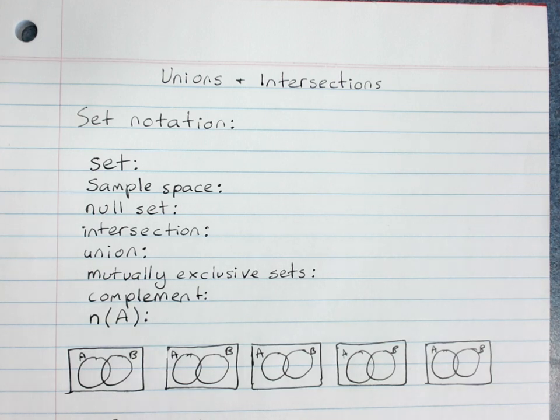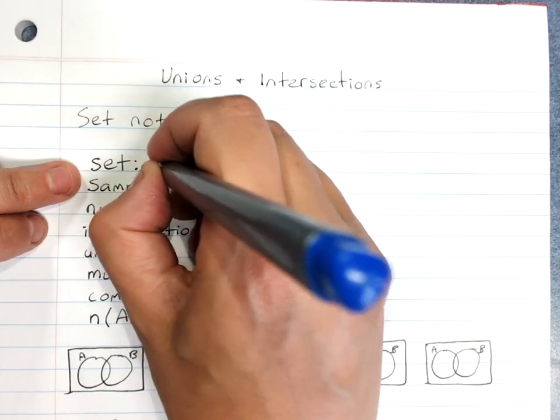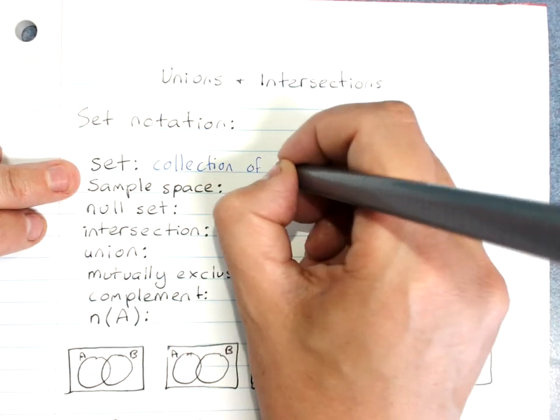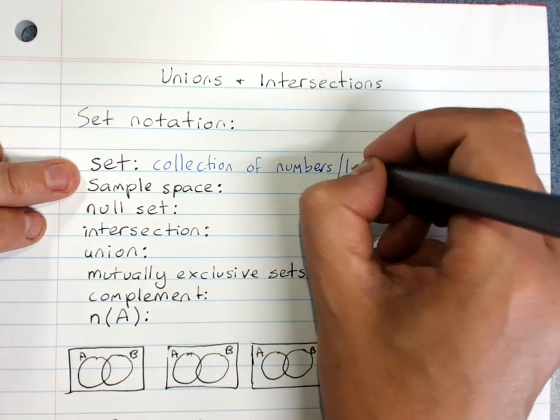We're looking at set notation, and we're focusing on unions and intersections. Set notation is a set of ways of writing information about sets of numbers, letters, or other objects. A set is just a collection of numbers or letters or other objects.